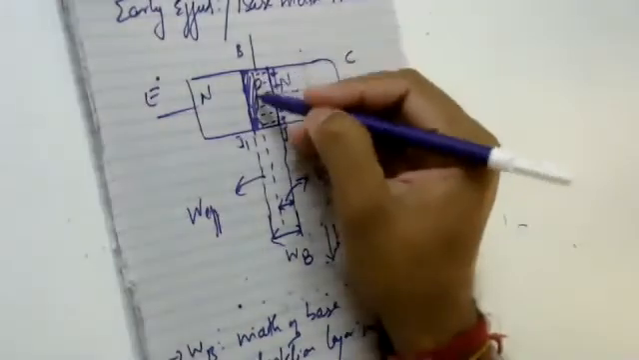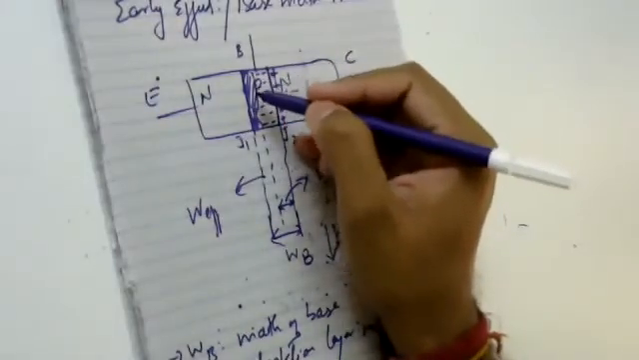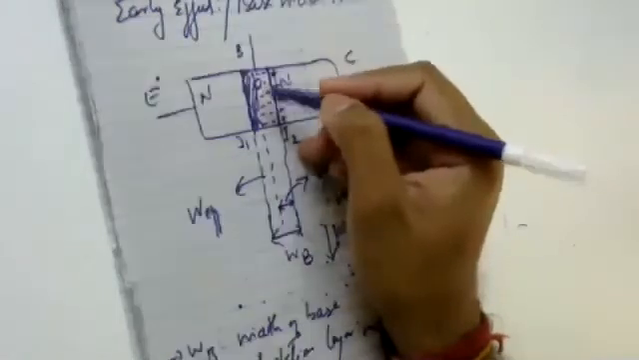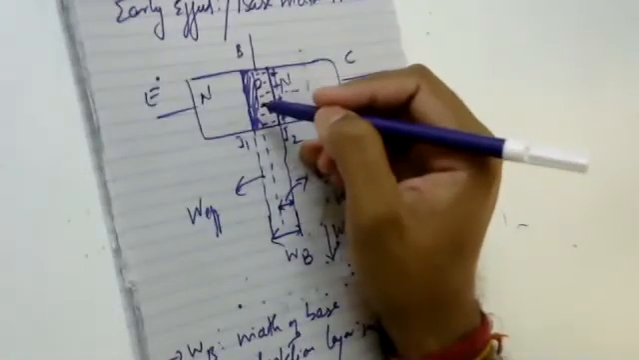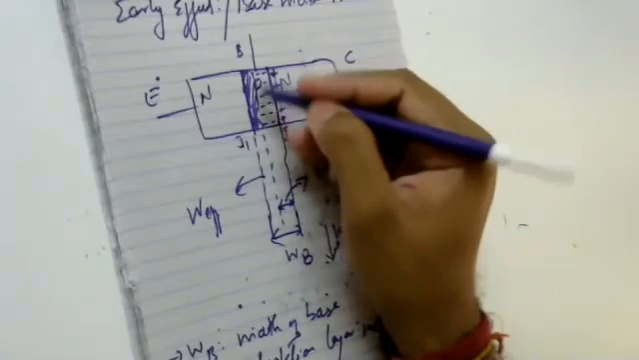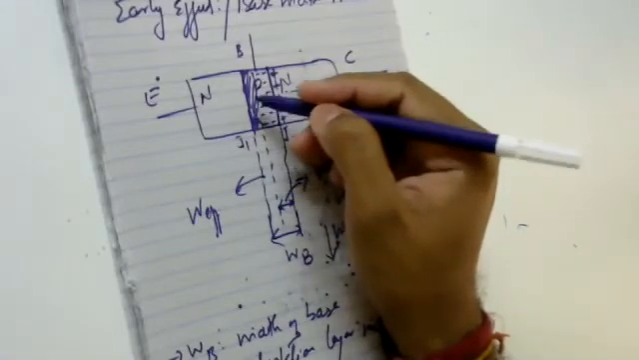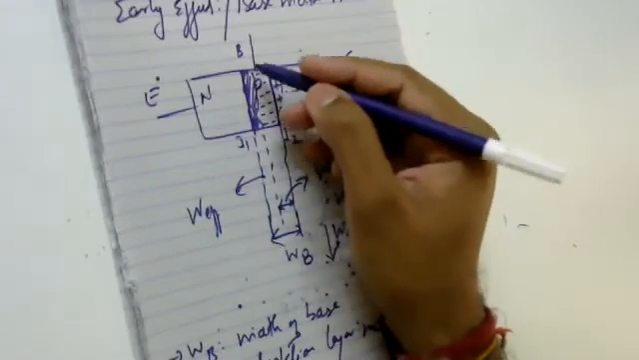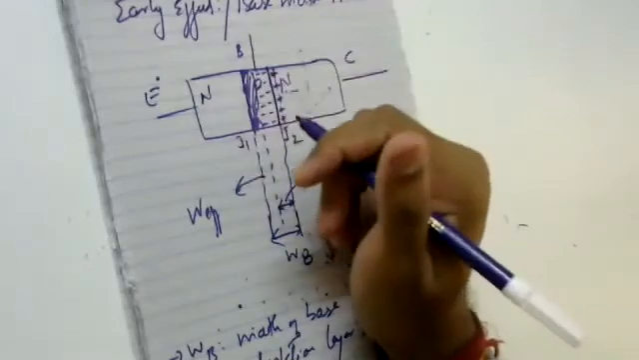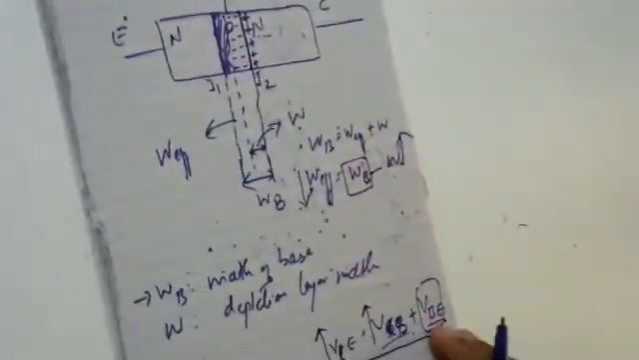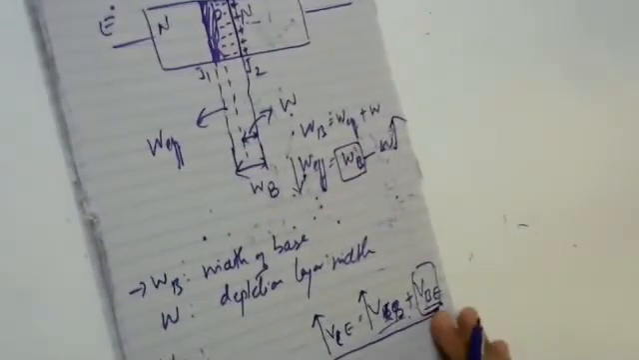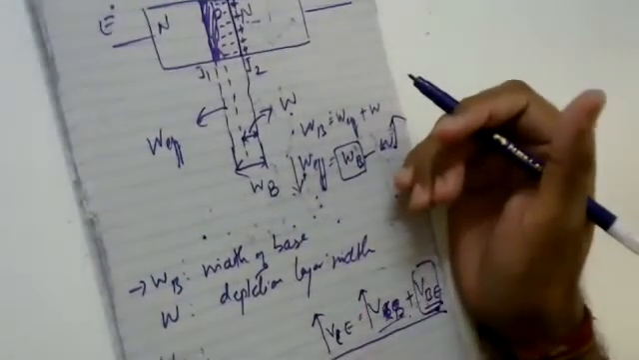That is, the effective space for recombination of the charges is not available. Since the effective space for recombination is not available, the number of electrons is also going to decrease. Since the number of electrons is going to decrease, it surely says that the value of IB is going to decrease.